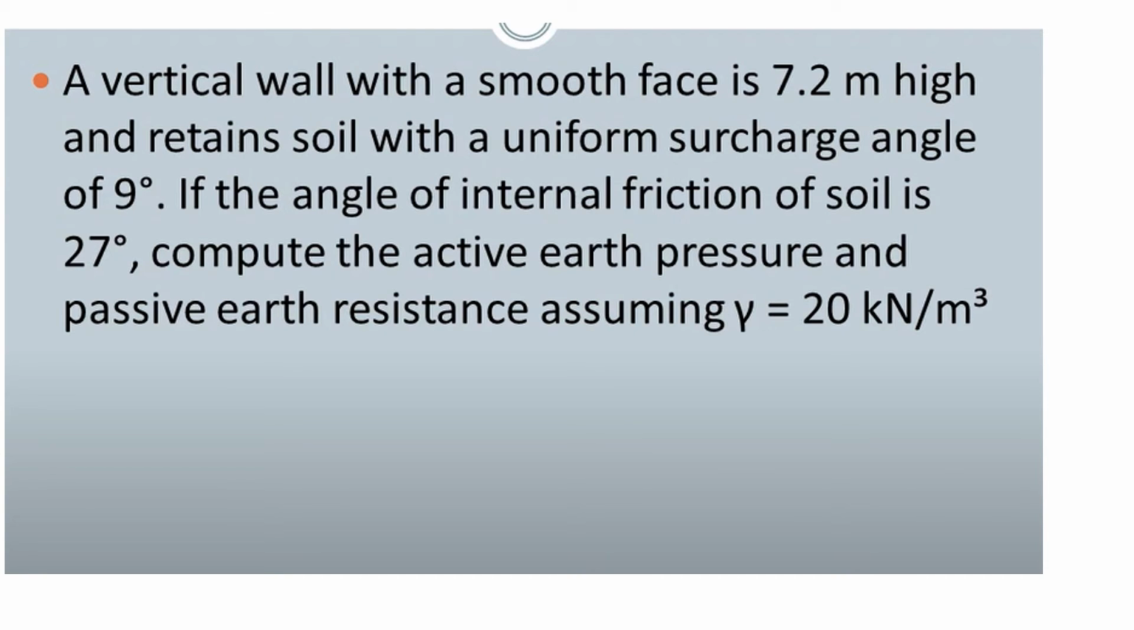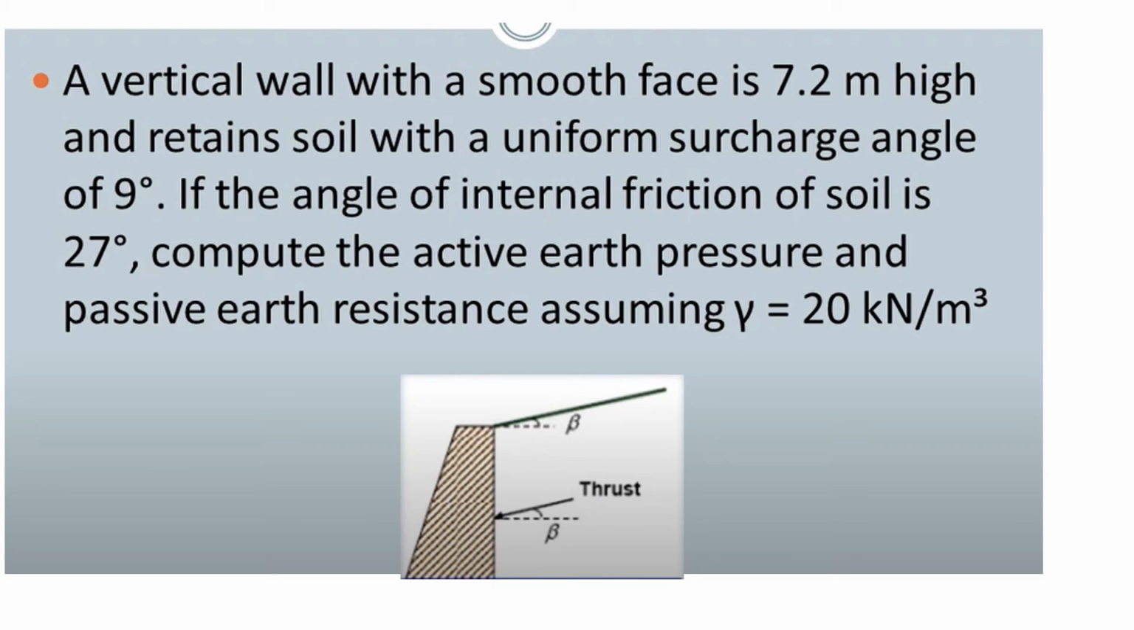Now coming to another problem, that is a vertical wall with a smooth face is 7.2 meter high and retains soil with a uniform surcharge angle of 9 degree. If the angle of internal friction of soil is 27 degree, compute the active earth pressure and passive earth resistance assuming the unit weight as 20 kilonewton per meter cube. So here it is given that it is inclined backfill. So this is the figure, that is, this will be the form.